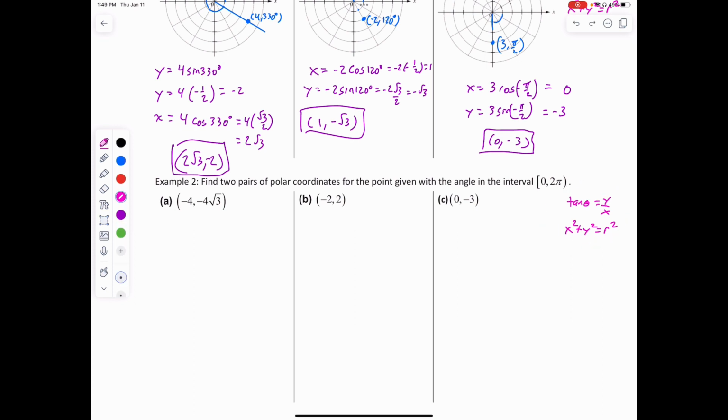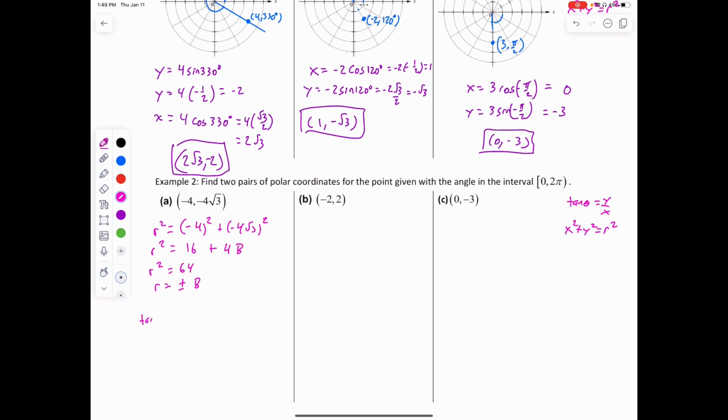For example, if I have this point in rectangular form and I want it in polar coordinates, we can find the radius by saying, well, r squared should be equal to what? Negative 4 squared plus negative 4 radical 3 squared, which means r squared is equal to 16 plus 16 times 3 is 48, which means I get r squared is equal to 64. So r is equal to plus or minus 8. Okay, what about the angle?